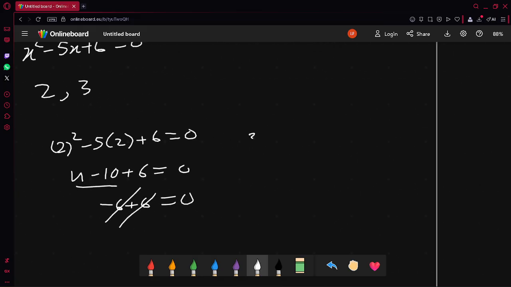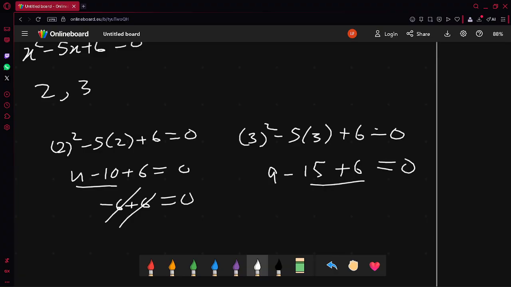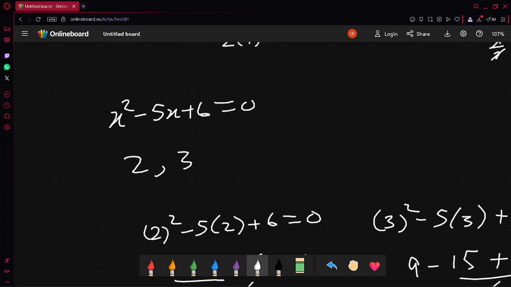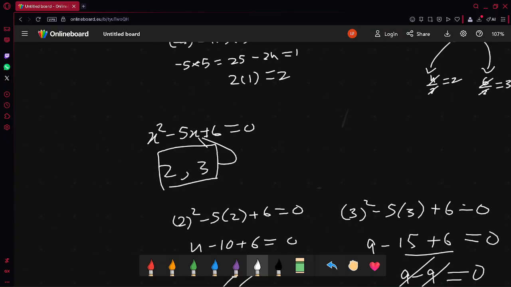And let's test it with 3. 3 squared minus 5 times 3 plus 6 equals 0. 9 minus 15 plus 6. 9 minus 15 is -6... -15 plus 9 is -6, plus 6 equals 0. So as you can see, these roots are numbers which satisfy this equation.